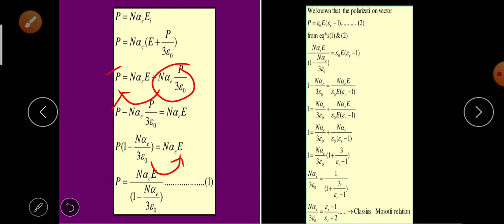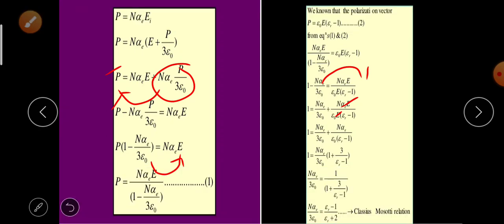From equations 1 and 2, n alpha_e E/(1 − n alpha_e/3ε0) = ε0 E (εr − 1). Now 1 − n alpha_e/3ε0 = n alpha_e E/(ε0 E (εr − 1)). Now bring this term to this side, then 1 = n alpha_e/3ε0 + n alpha_e E/(ε0 E (εr − 1)). Therefore 1 = n alpha_e/3ε0 + n alpha_e/(ε0 (εr − 1)). Here E cancels.